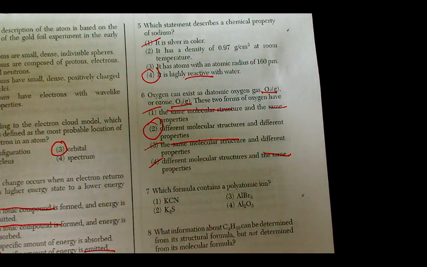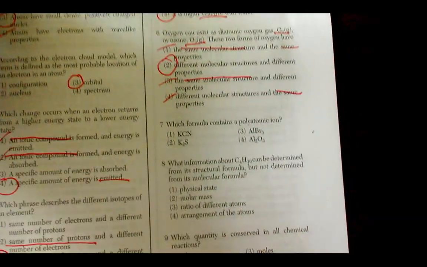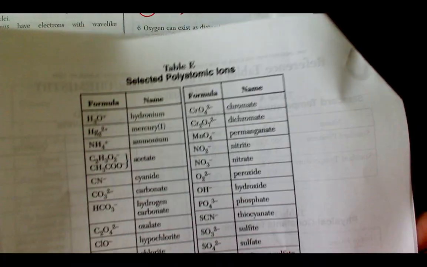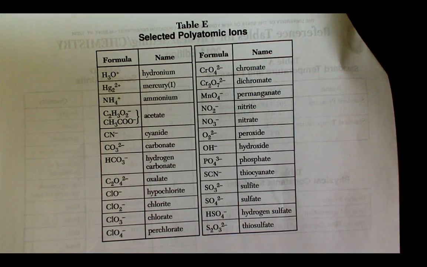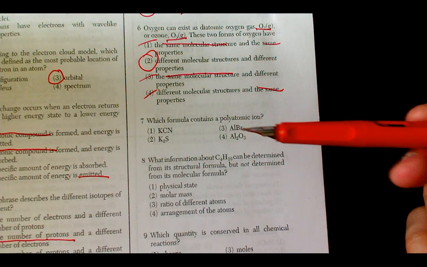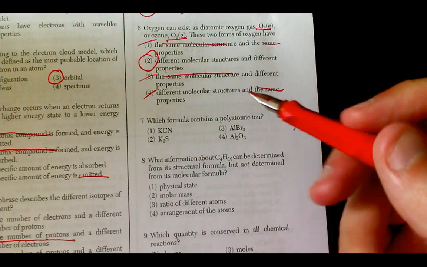Number 7, which formula contains a polyatomic ion? Polyatomic ions are those things where it's sort of bigger chunks of elements, 2 or 3 elements at a time. We could either go to the polyatomic ion chart on Table E. That's the inside front cover of your reference table. So you could either look right here on Table E and match up which of these ions on this chart are actually in this question. Or you could just look at what the choices look like.